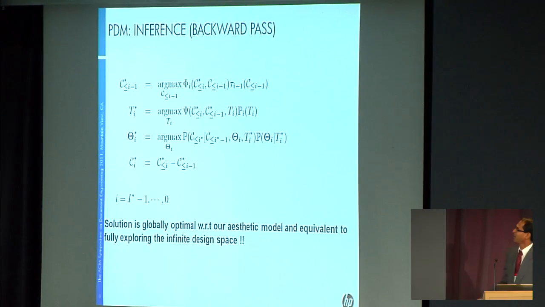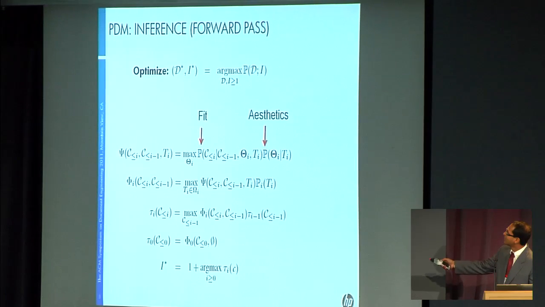The nice thing about it is that we just did basic algebra. We didn't do any suboptimal thing. I didn't make any approximations or anything like that. So the solution is globally optimal with respect to our aesthetic model and is equivalent to fully exploring the infinite design space, including the continuous parameters and everything, provided that you're able to do this maximization.